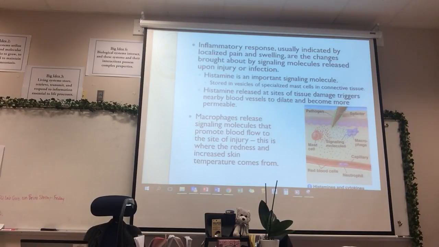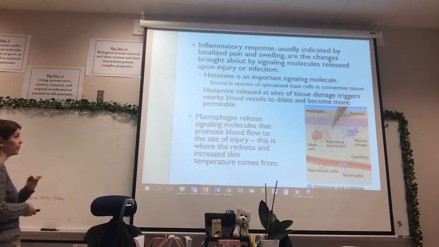We also have the inflammatory response, which is usually indicated by a little bit of localized pain and swelling. If you get a paper cut, the cut hurts. It doesn't hurt on your left foot, right? It's just wherever you got cut. Okay, that's what I mean by localized pain and swelling. How does that happen? Because it happens fast. If you get a paper cut, you know it, right? But you have that redness and swelling in a matter of minutes. Right? It doesn't take long before that happens.